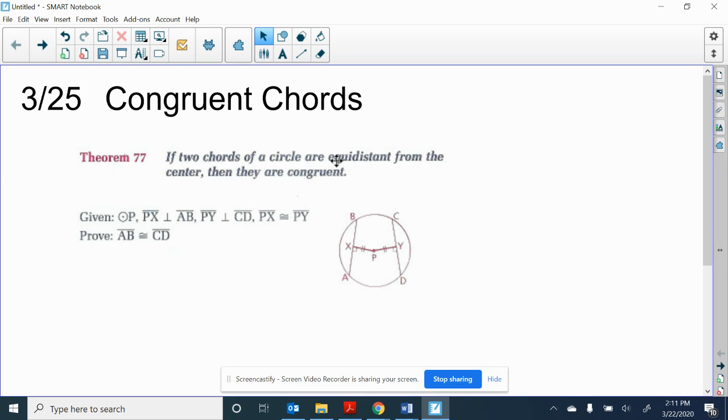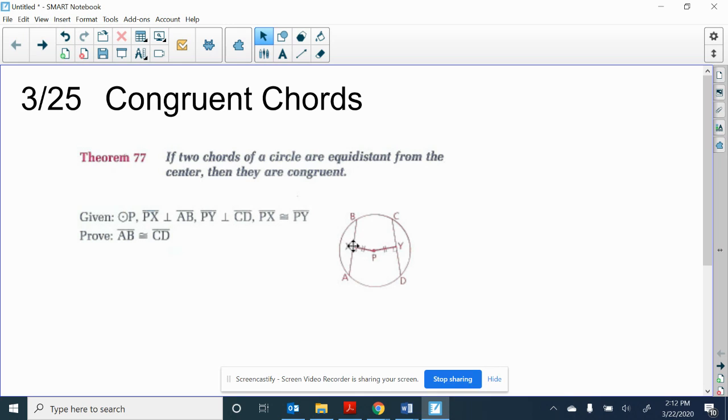And equidistant means, of course, that they are the same distance away from the center. So in this diagram, we are given circle P. We are given PX and PY are perpendicular to their respective chords and that they're congruent. And we need the fact that they are perpendicular because that's how we measure distance. If we are not given that these are perpendicular, we can't really conclude anything else.